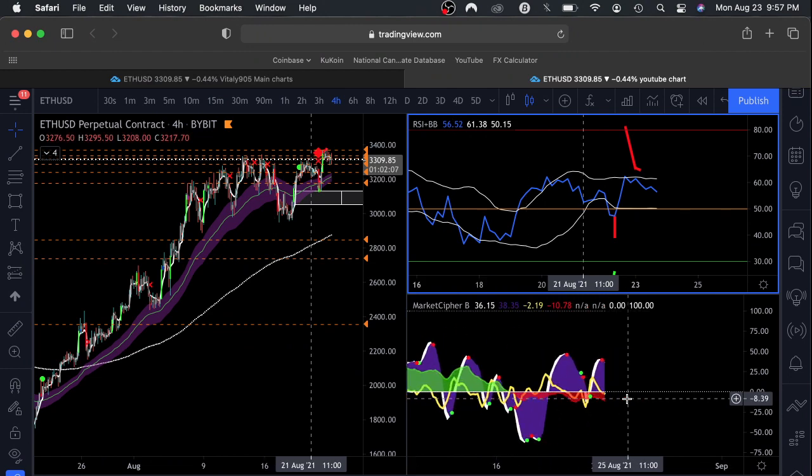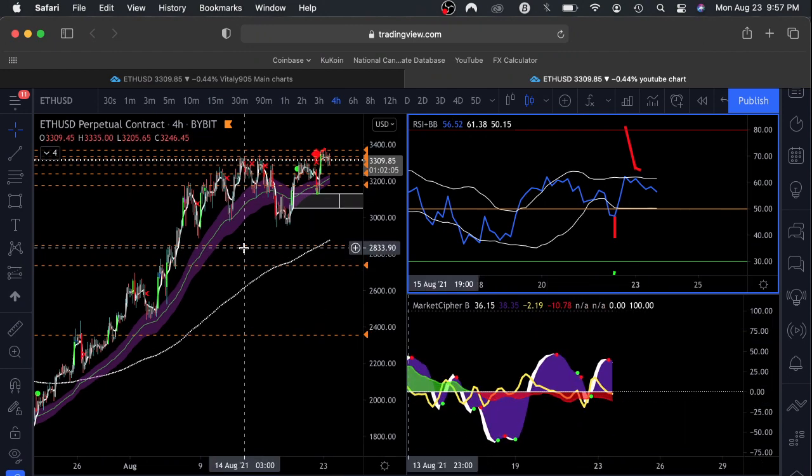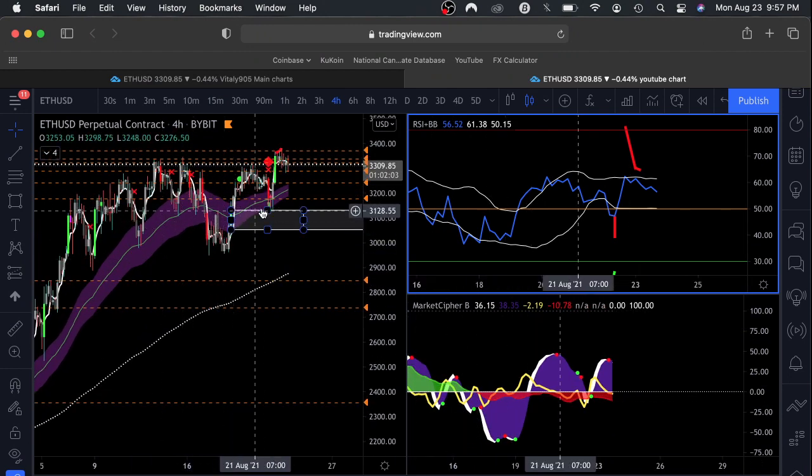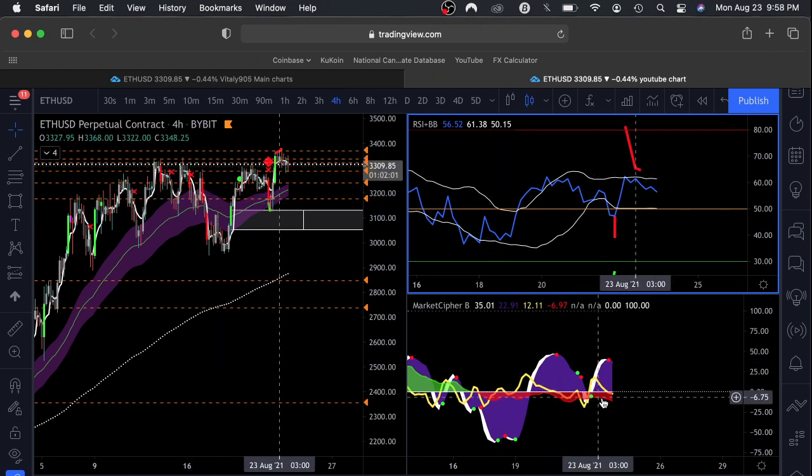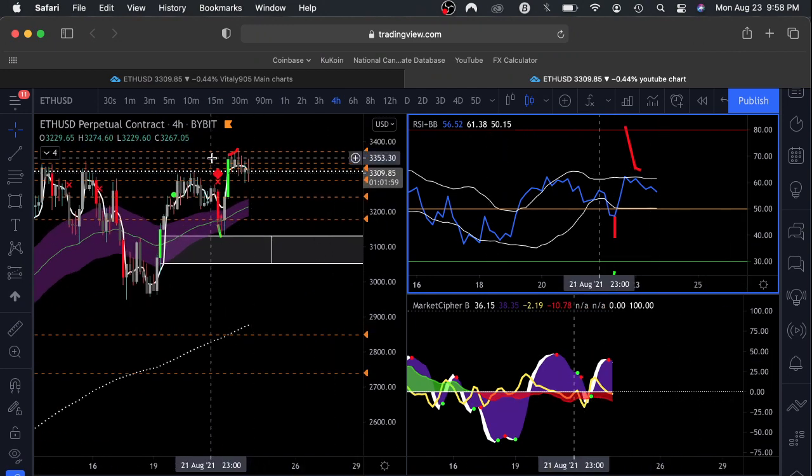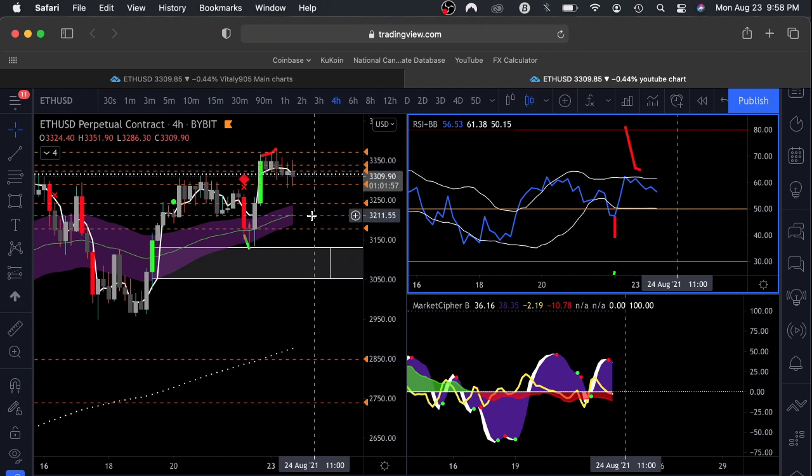Because look, even though ETH pumped up, money flow is still red. So this tells me that this is going to come right back down, even maybe to the 50 EMA.